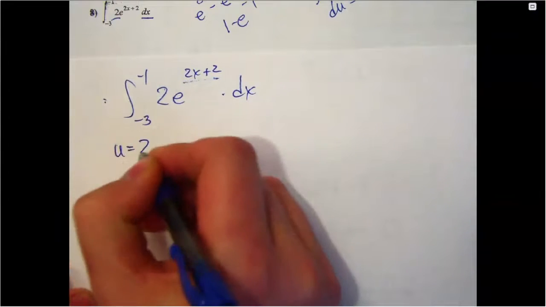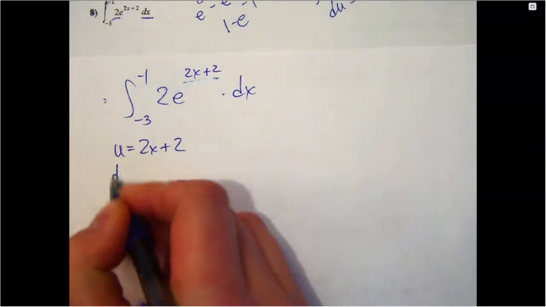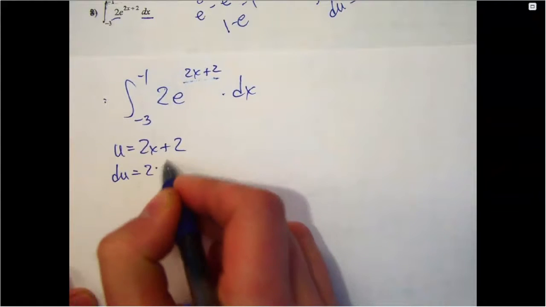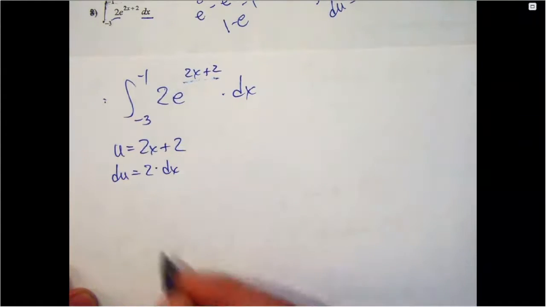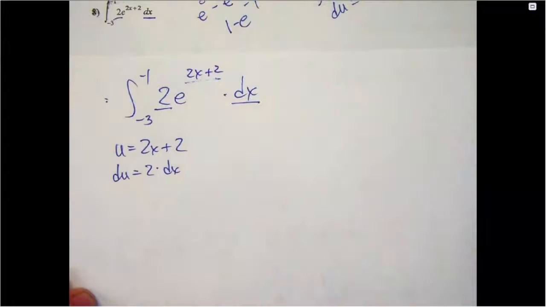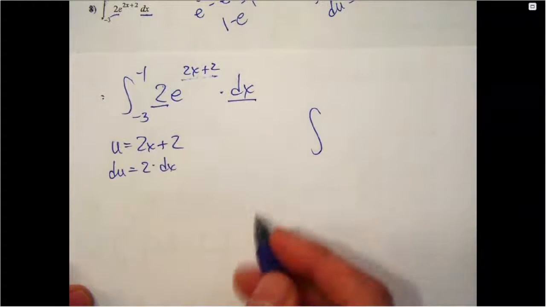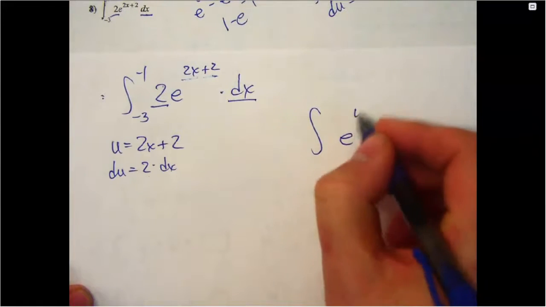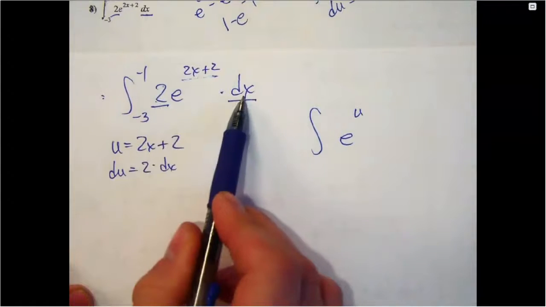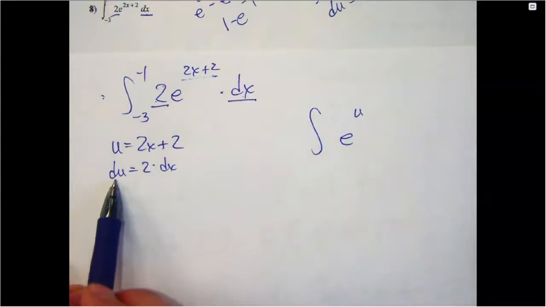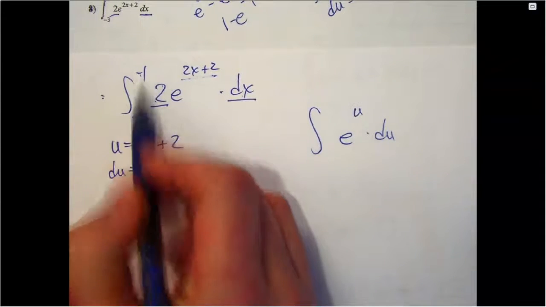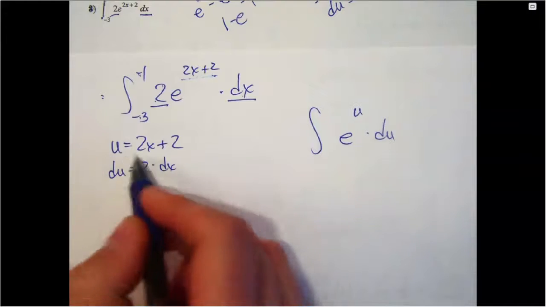I'm going to say u equals 2x plus 2. So du equals 2 times dx. And 2 times dx is what I have there. So it actually fits well. Rewrite this, it's just e to the u, because I replaced the 2 times dx with the du. And then you have to replace the negative 1 and the negative 3 also. So this is your u.